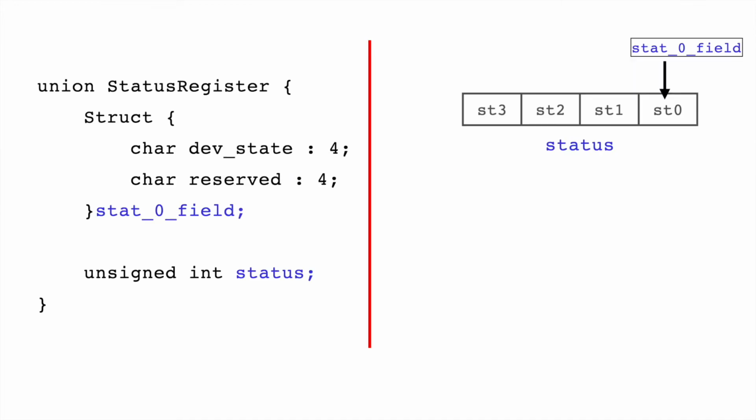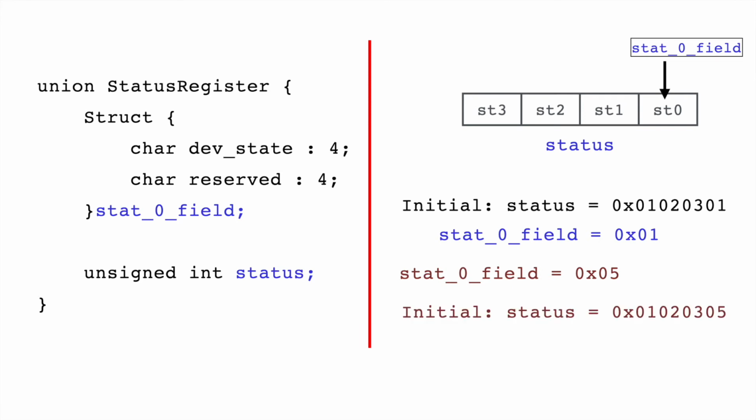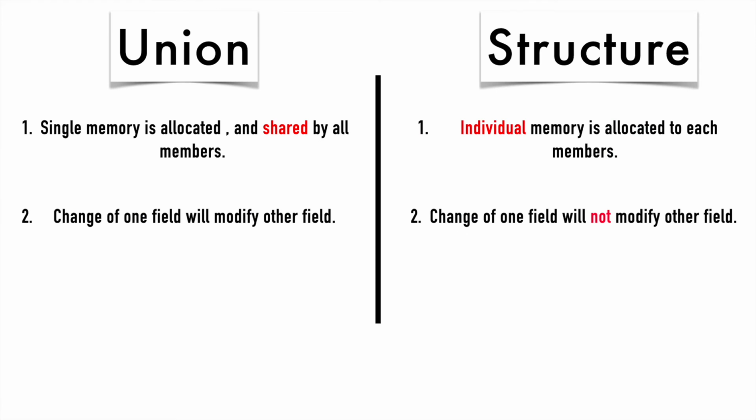Here, I have shown memory allocation for stat0 field and status field of the union in pictorial form. Suppose the initial value of the union's second field, status, is 0x01020301. As the same memory has to be shared by the first field as well, the value of stat0 field would be 0x01. If we change stat0 field to 0x05, the second field of the union would be updated to 0x01020305. So, change of one field in a union will modify the other field's value as well.